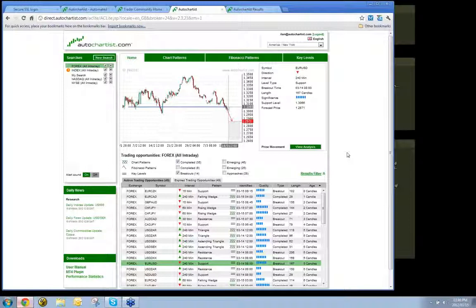The thing about Autochartist with regards to tick charts is that Autochartist does not provide charting facilities. Autochartist provides automated technical analysis. So if you look at our charts, the charts don't update in real time. They are simply a snapshot of what happened in the market when we identified this opportunity.